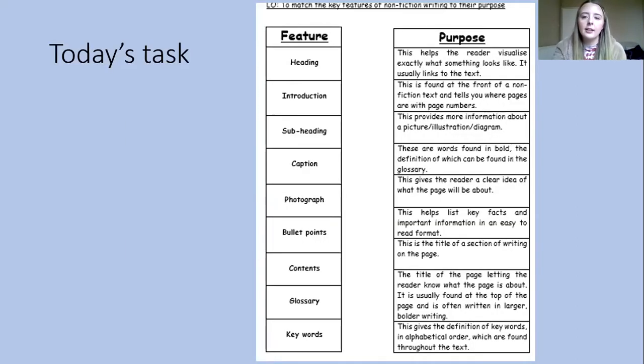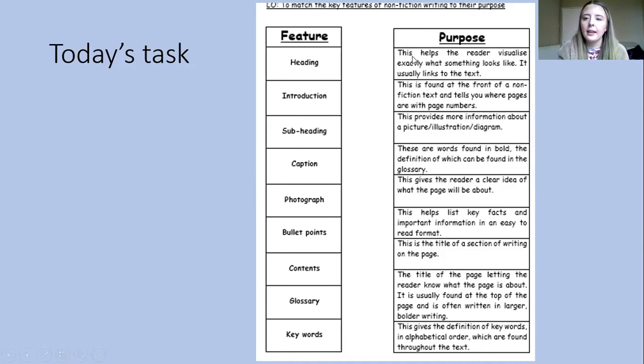For the first task then, you have got all the key features of our non-fiction text: the heading, the introduction, the subheading, the caption, photograph, bullet points, content, glossary, and key words. Now, our key words are the words that are in bold throughout the text, and they tell us to go to this glossary if we don't know the definition. Okay. So you are going to read the purpose, and you're going to match them with the feature.